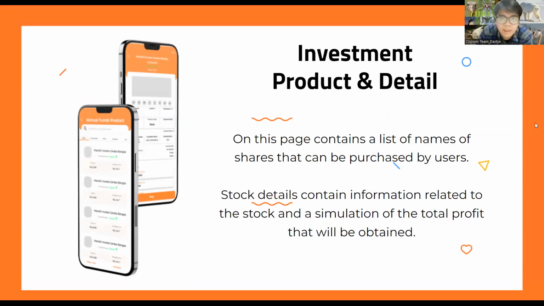Okay, the next page is the investment product in detail. This page contains a list of names of shares that can be purchased by users. Stock details contain information related to the stock and a simulation of the total profit that will be obtained by the user.